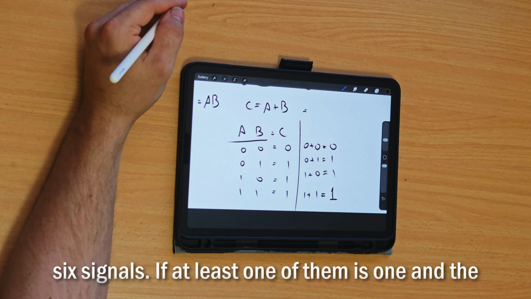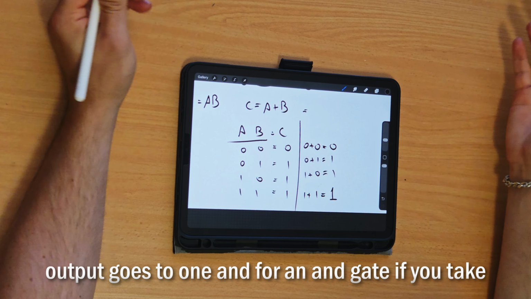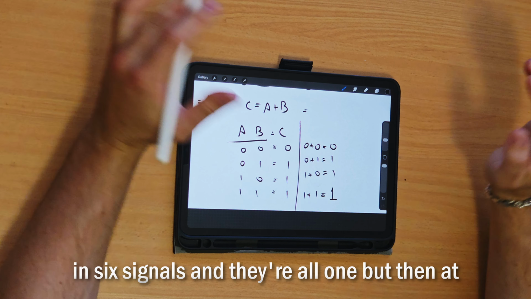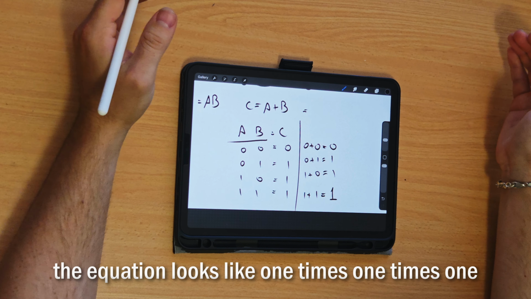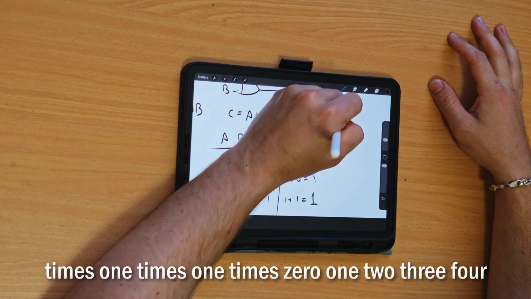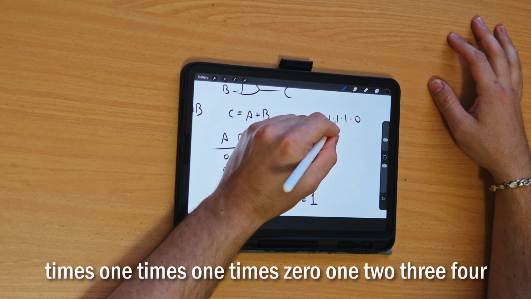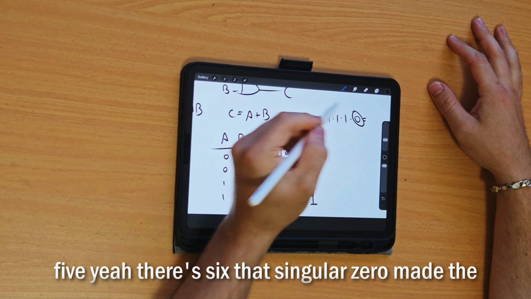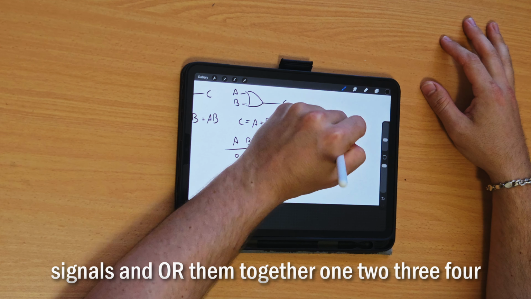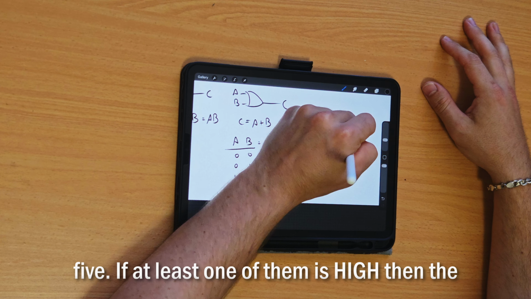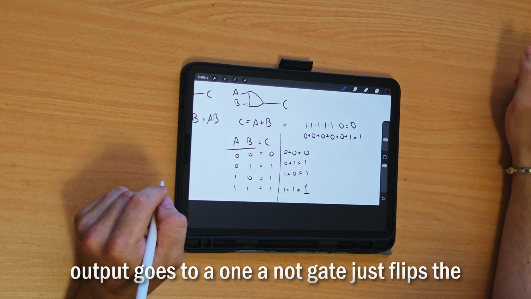So if you OR together 6 signals, if at least one of them is 1, then the output goes to 1. And for an AND gate, if you take in 6 signals and they're all 1, but then at least one of them goes to 0, all of a sudden the equation looks like 1 times 1 times 1 times 1 times 1 times 0. 1, 2, 3, 4, 5. Yeah, there's 6. That singular 0 made the whole output 0. And if you take 6 signals and OR them together, if at least one of them is high, then the output goes to a 1.